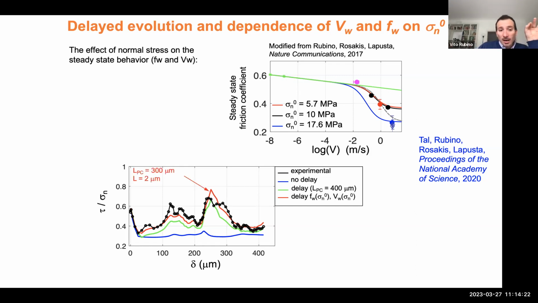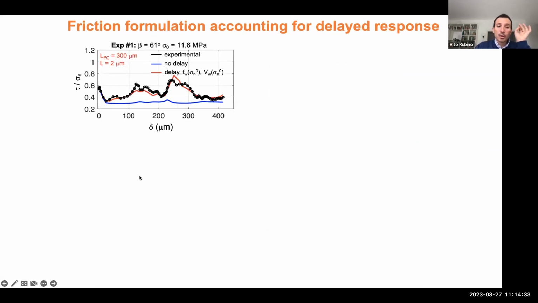Now, note here the separation of length scales between the flash heating state evolution length L and the Prakash-Clifton L. The interesting thing is that we can use one test to train the friction law, and then we can produce tests under various loading conditions that have various slip rates driving the rupture.